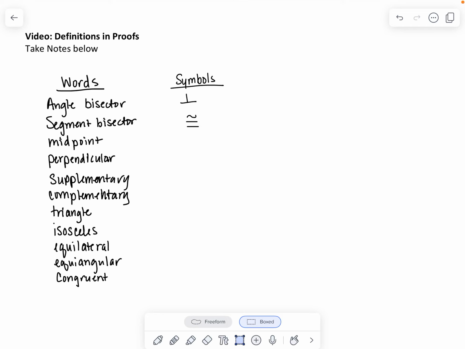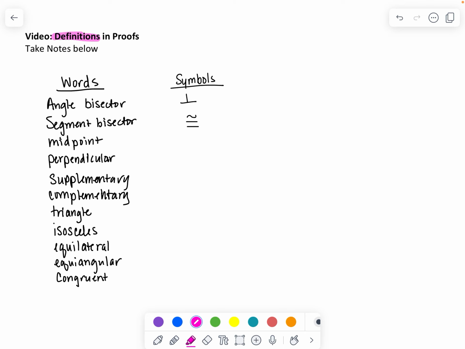Hello friends, we just got done going over some of our properties of equalities and properties of congruence, and we're about to dive into proofs. But before we do that, we need to talk about one other area of proofs that kind of seems weird, and that's going to pop up and that we should know about. And it's this word, definitions.